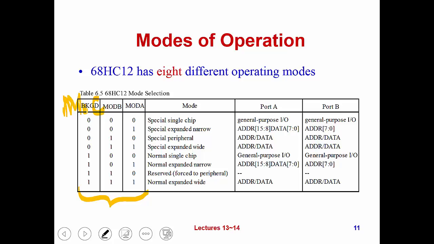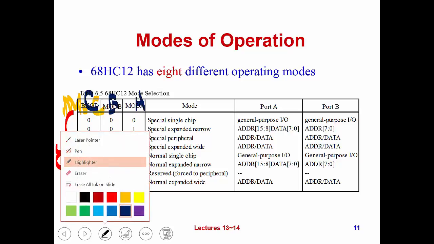Actually it's the same, but we simply call it mode C. This shows what mode we have depending on the value of those 3 pins. Because we have 3 pins and each value can be either 1 or 0, we have 8 different combinations. Here, this is B, this is A, and this is C.